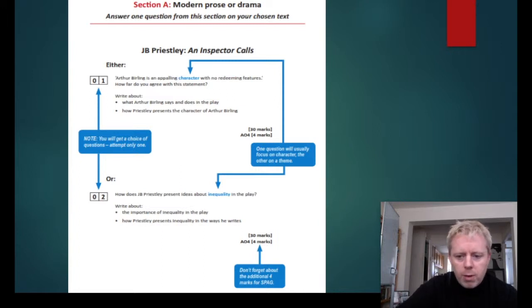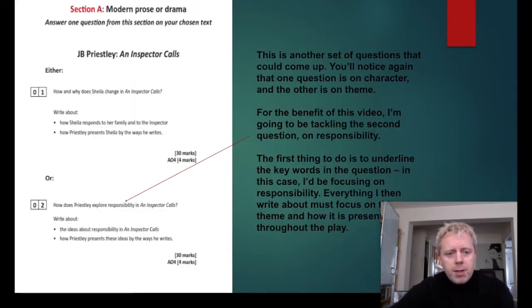So here's an example of 2 questions. Arthur Birling is an appalling character with no redeeming features. So that's a character question. Second question is, how does J.B. Priestley present ideas about inequality in the play? Okay, so those are the 2 different question types. Another 2 selections. First one's about Sheila, and the second one is, how does Priestley explore responsibility in An Inspector Calls? And that's the question I'm going to focus on in this video.